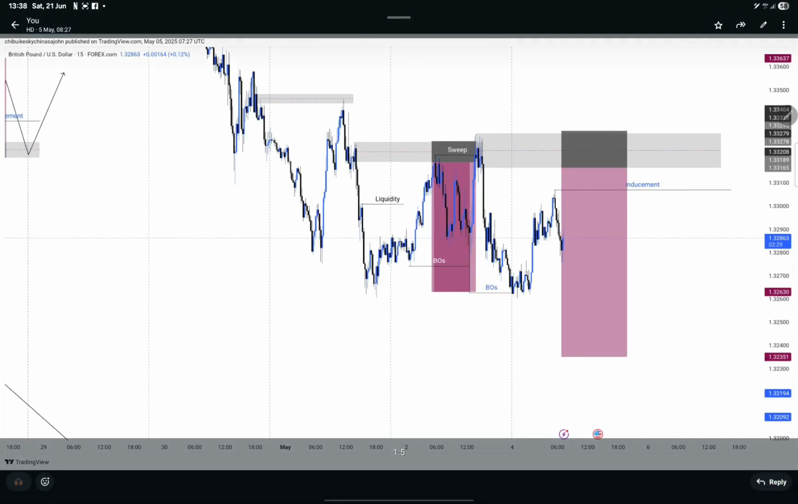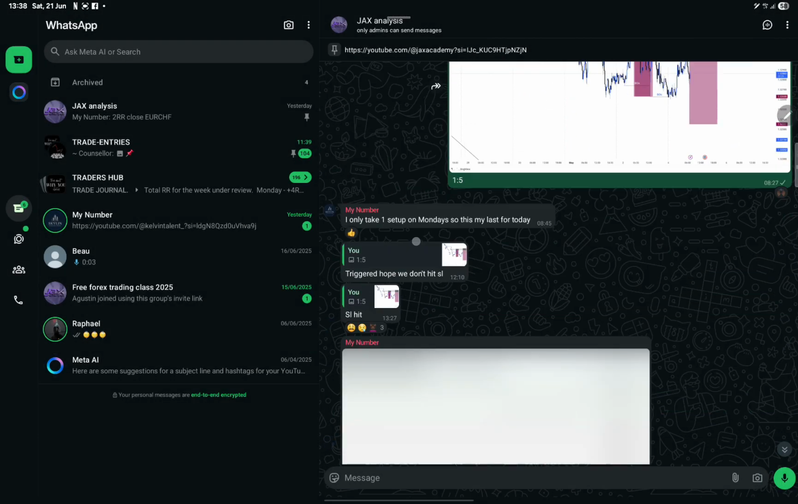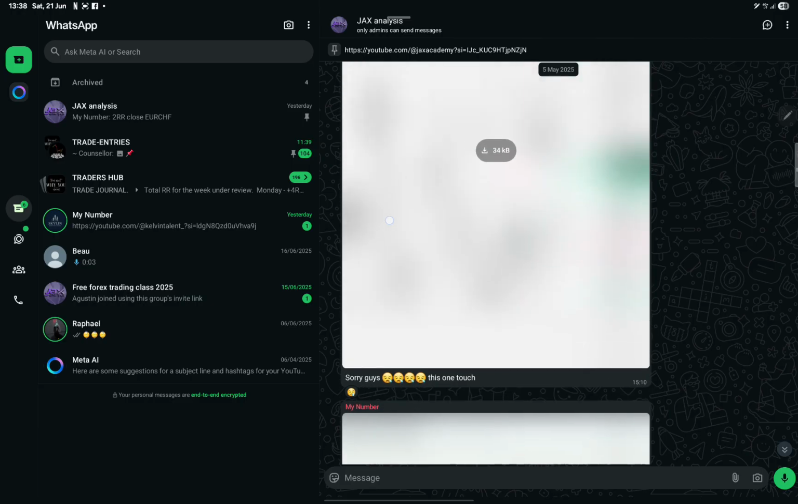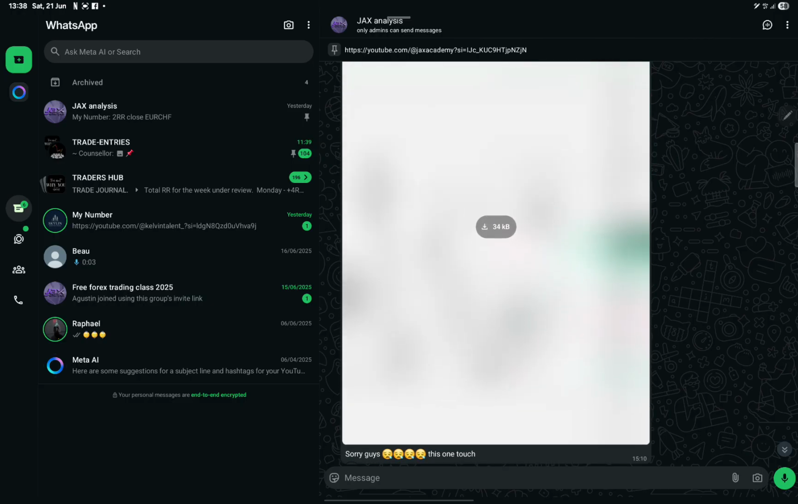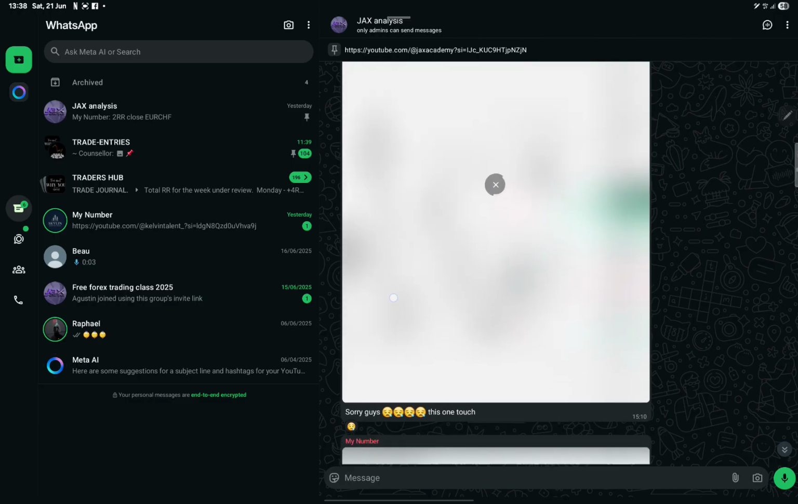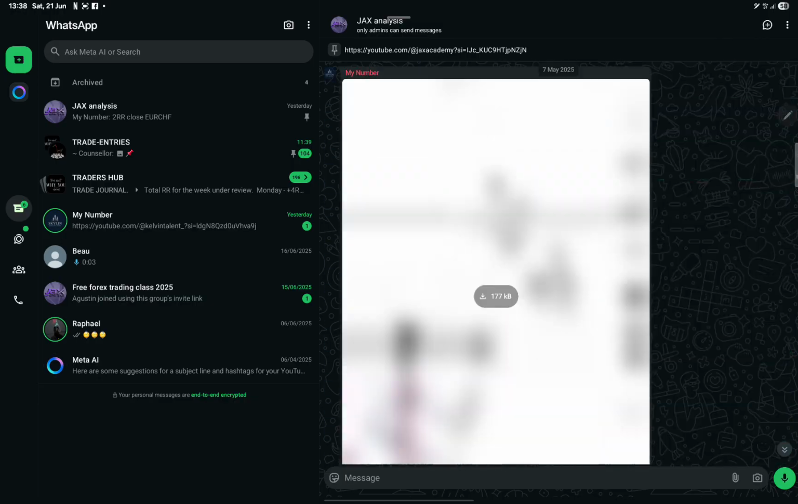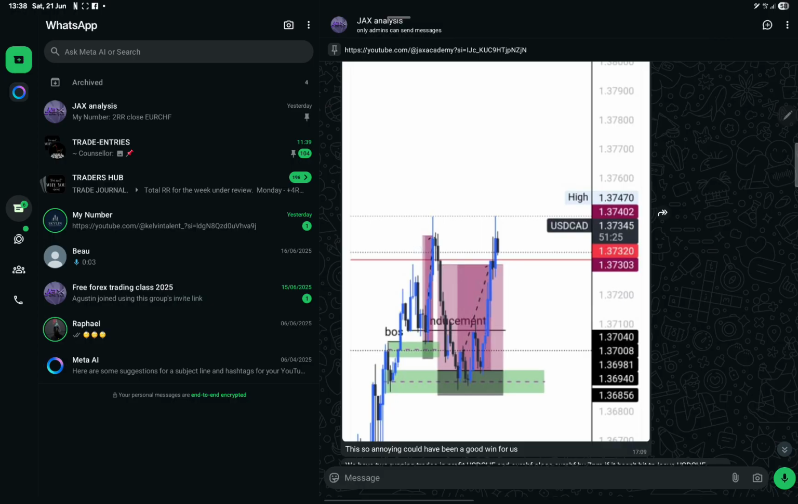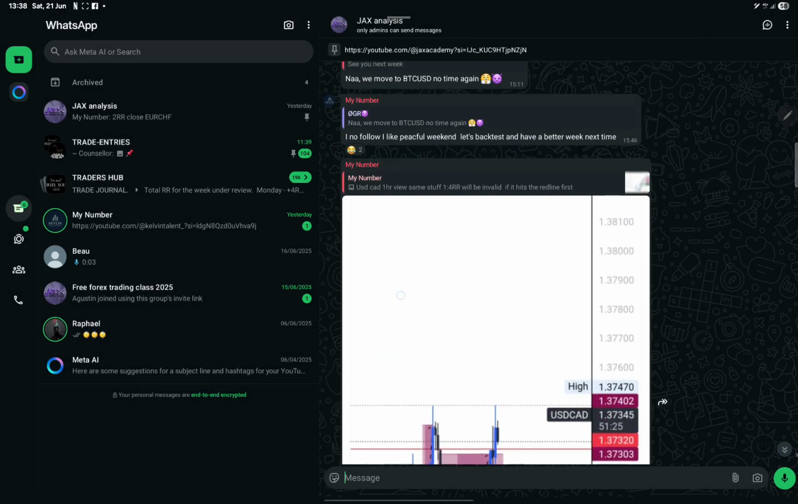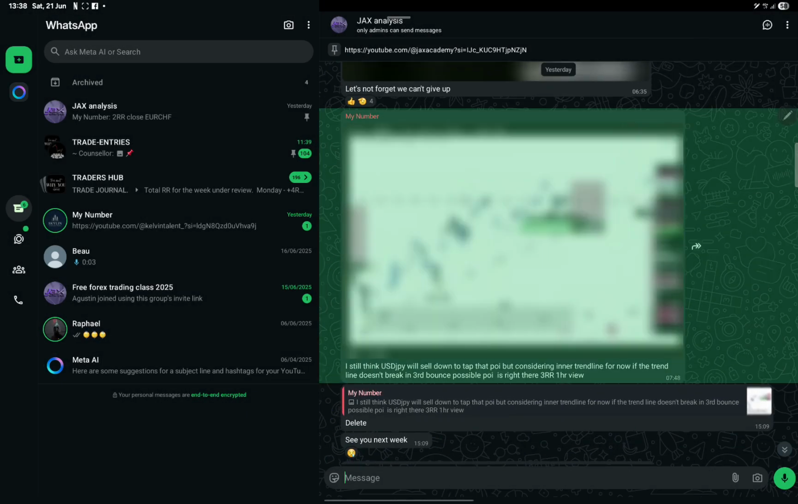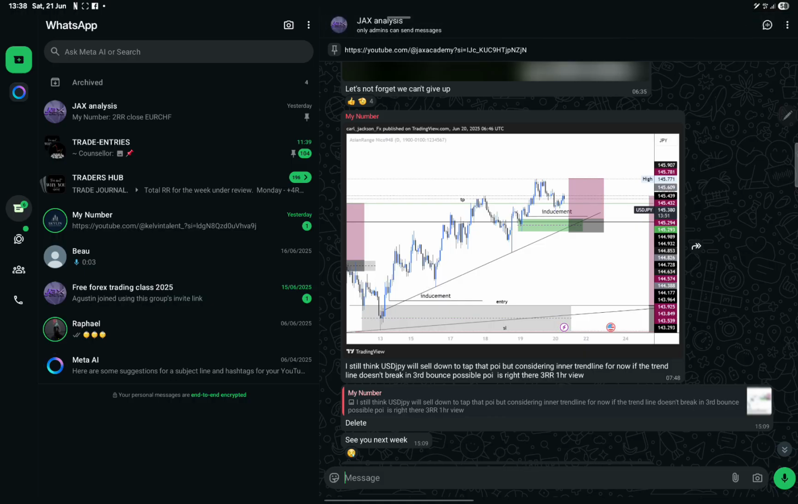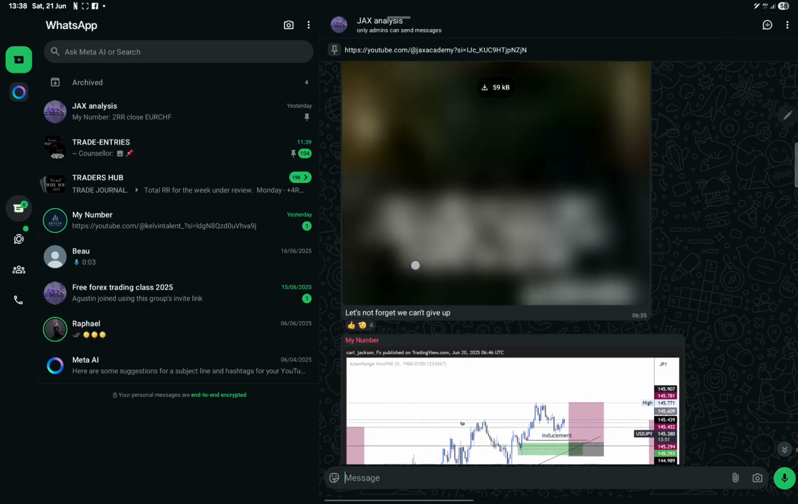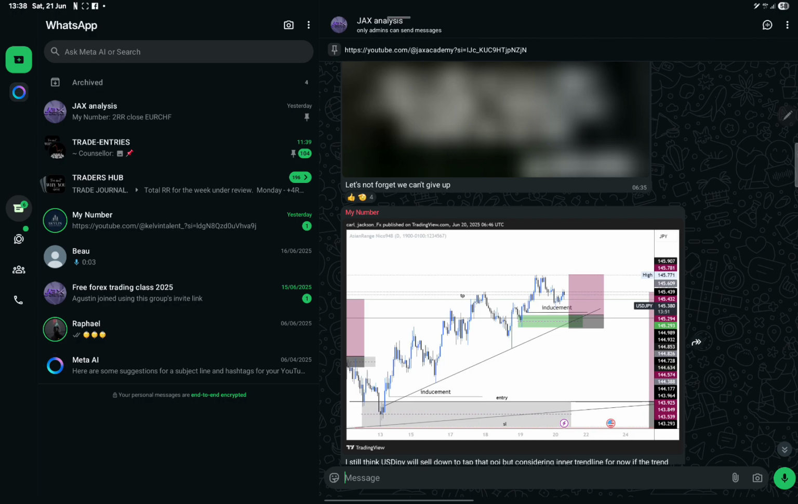Okay, this is the GBP USD before it hit TP. This is the USD CAD that we missed. Look at the setup. Okay, this one is GBP JPY. USD JPY didn't trigger. I had few setups that didn't trigger.